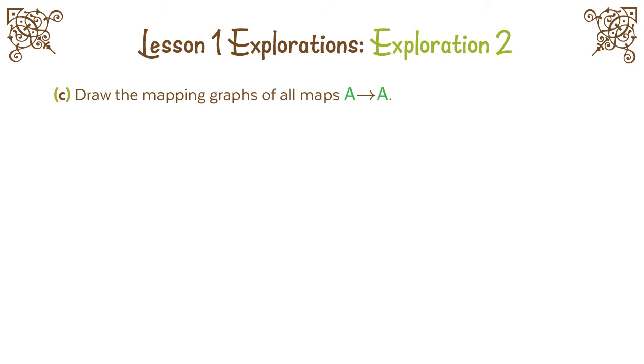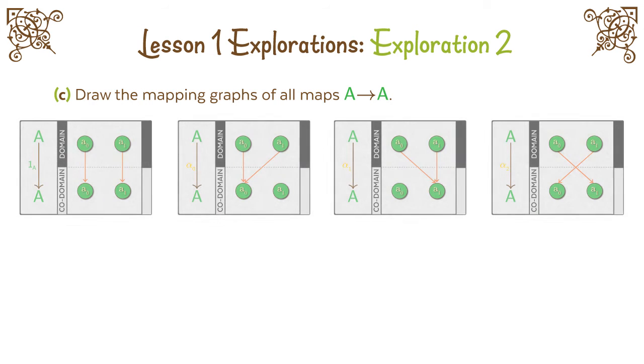Part C asks for the mapping graphs, which are very important. It's the easiest way to form intuition about concepts in Set. Plus, by drawing a graph, it will make the answers to the following parts more obvious. Here they are.